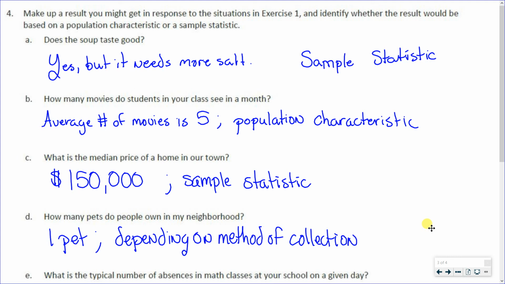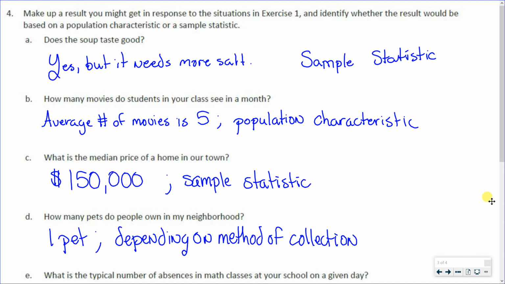Okay? How many movies do students in your class see in a month? Now, we're talking about just my class. Now, if we were asking what's the average number of movies that boys watch in my class, that would become a sample. But since we're just talking about my kids in my class, then that becomes a population characteristic. Okay. What's the median price of a home in our town? You could say $150,000. And remember, I already told you this. Since we're only looking at one price to represent the whole city, that's a sample statistic.